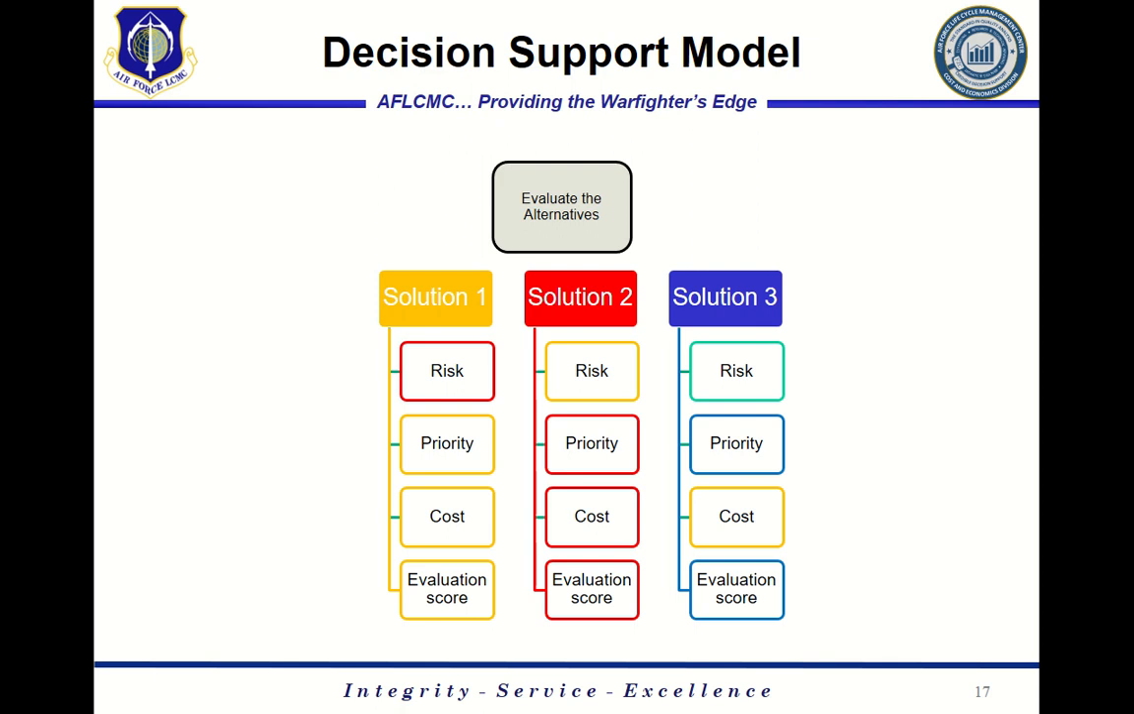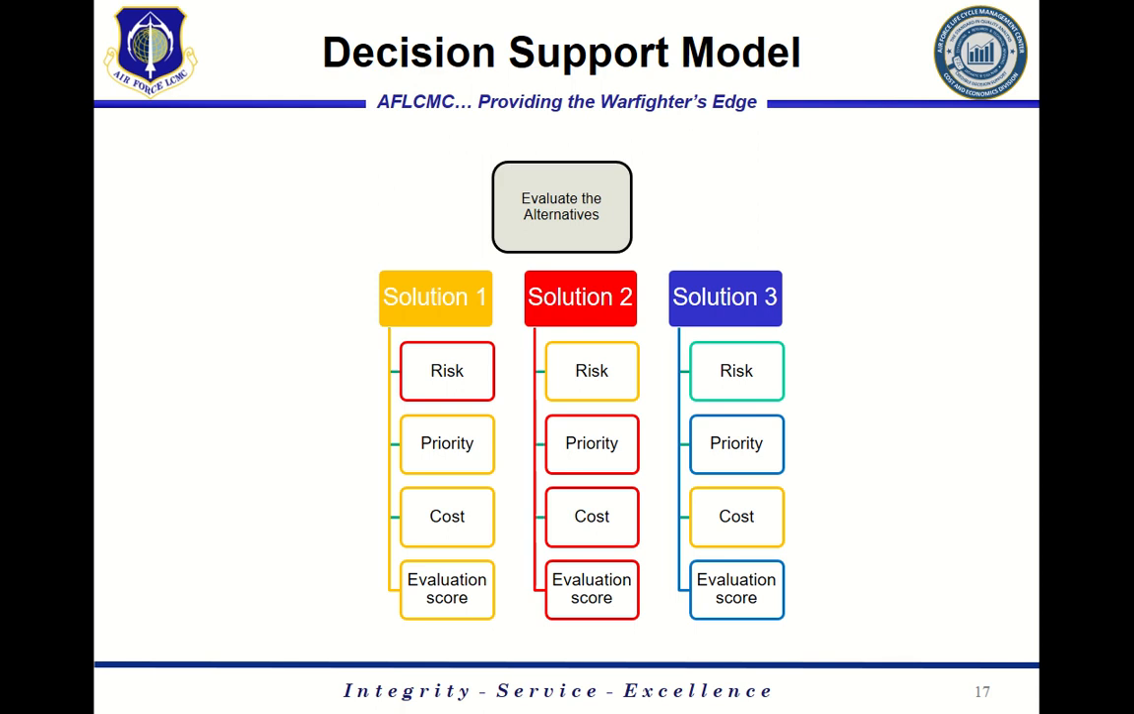So you establish the evaluation criteria, you score yourself, and then you can say, okay, in this example, you see some of them are riskier than others. Some of them, the solution's a higher priority. The cost is different. And then ultimately the evaluation score is going to be different. So there's a lot of different ways to do evaluation scoring.